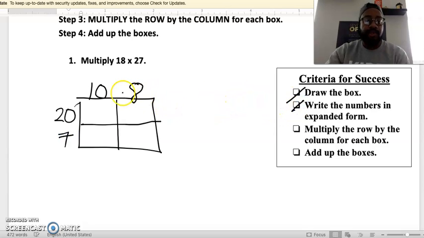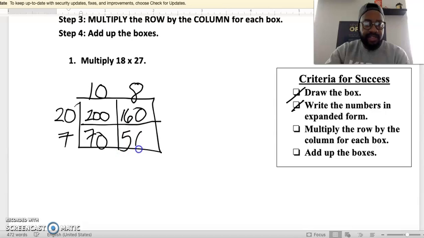Now I'm going to multiply the row by the column for each box. 1 times 2 is 2, and then add those 2 zeros. 8 times 2 is 16, and then add that 1 zero. 10 times 7, well, 1 times 7 is 7, and then add that 1 zero. 8 times 7, if I roll my 8 7 times, that gives me 56. So I multiplied each row by the column. I can cross that step out.